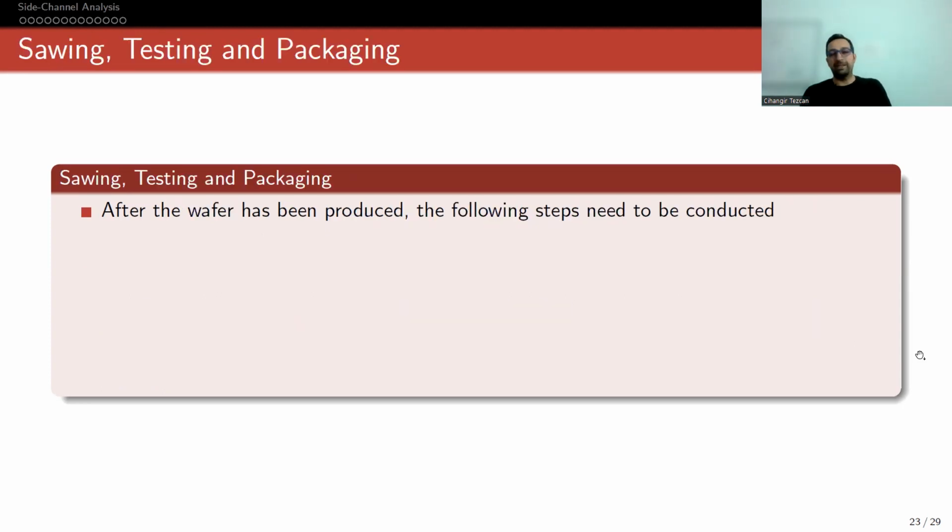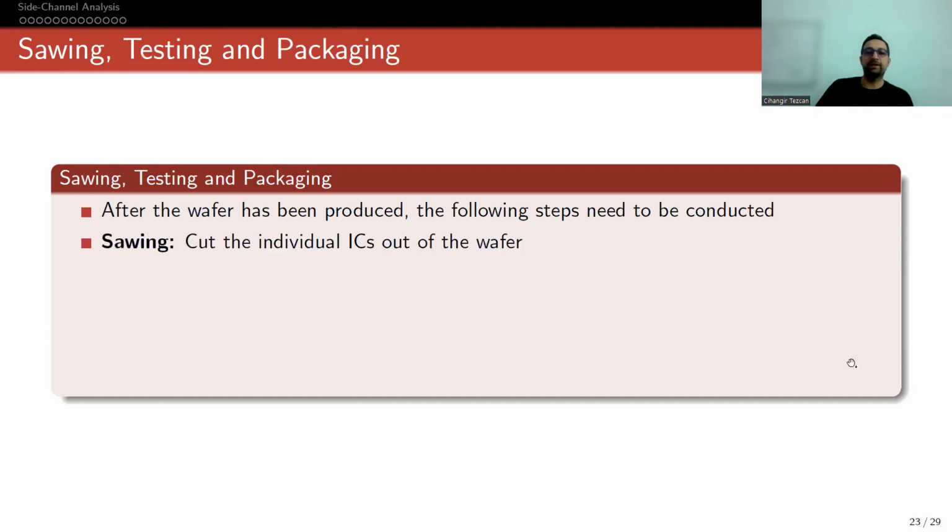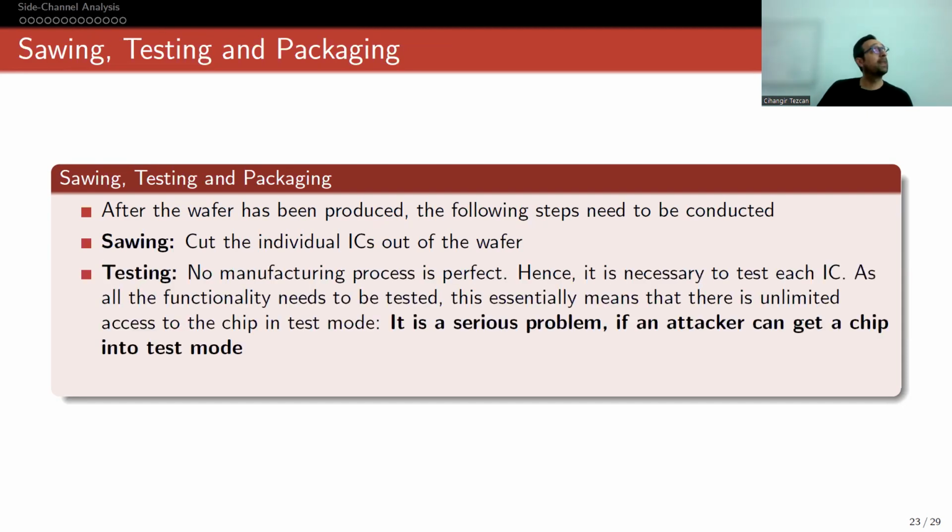Solving, testing, and packaging. After the wafer has been produced, the following steps need to be conducted. Solving: cut the individual ICs out of the wafer. Testing: no manufacturing process is perfect, hence it is necessary to test each IC. As all the functionality needs to be tested, this essentially means that there is unlimited access to the chip in this mode. So it is a serious problem if an attacker can get a chip into test mode, right?